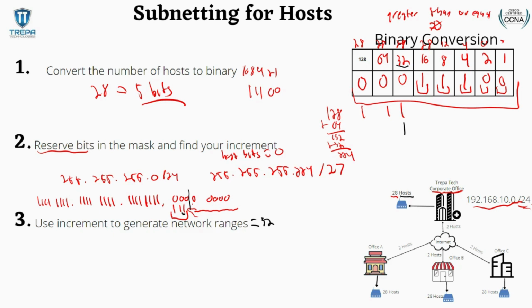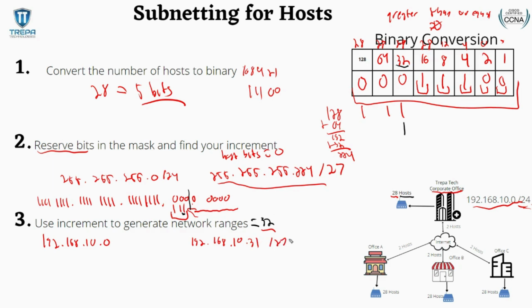So now let's write this out. So what did we find out? We found our new subnet mask. And now we need to subnet it from our original. So our original network is 192.168.10.0. And our network range is 32. So if we add 32 to 0, what do we get? We're going to get 192.168.10.31. All right, guys. So we have found our first subnet.